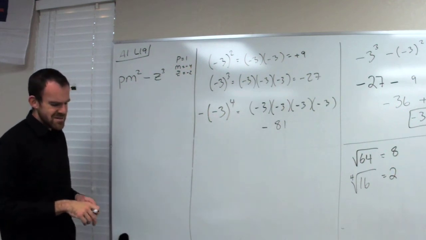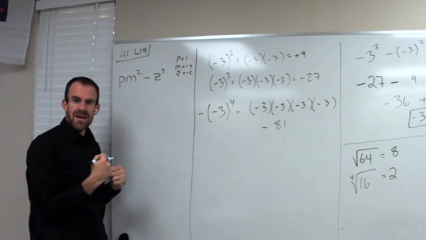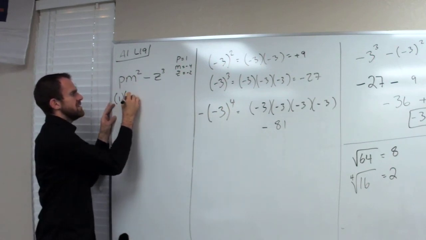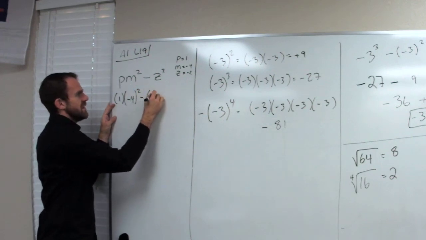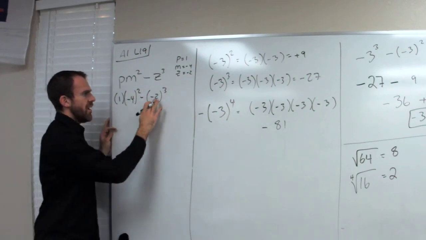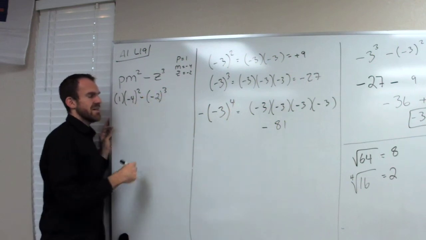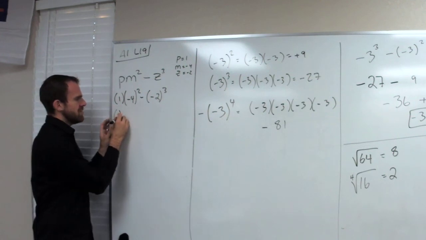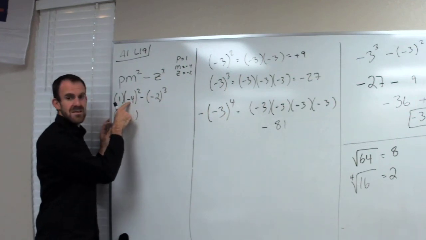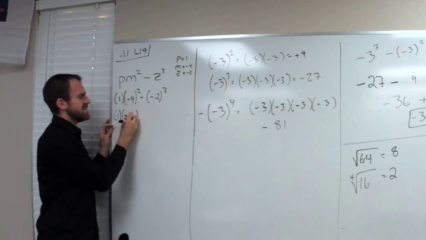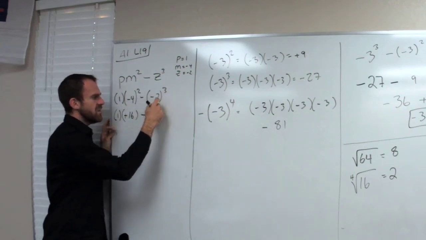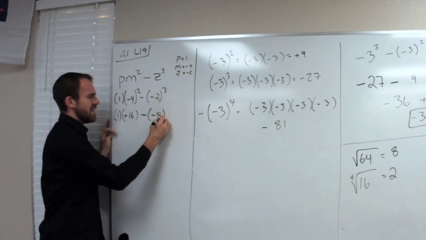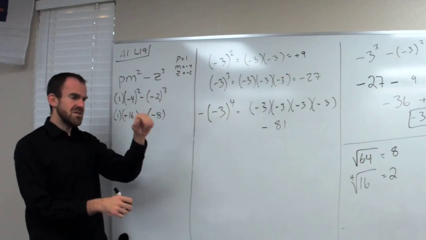So I can't emphasize this enough. When you're plugging in, make sure you plug in parentheses. So p is 1, m is negative 4, z is negative 2. Okay, you have to plug in parentheses, otherwise you will not get the correct answer. So we're going to do all of our exponents first, so I'll leave the 1, even though it doesn't really do much. Negative 4 squared is going to be a positive. 4 squared is 16. Minus negative 2 cubed is still going to be a negative because it's an odd power. 2 cubed is 8. 2 times 2 is 4 times 2 is 8.